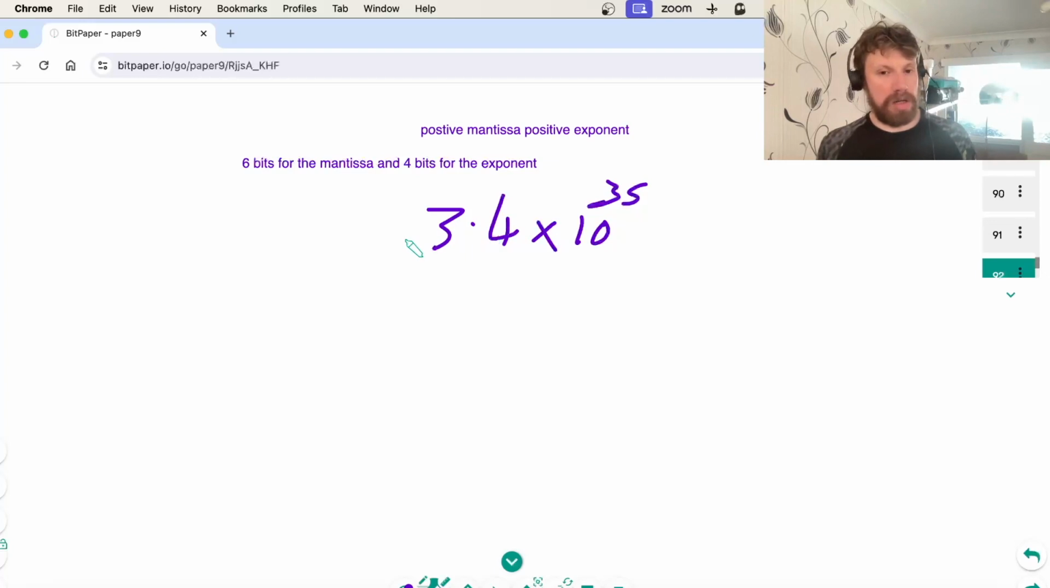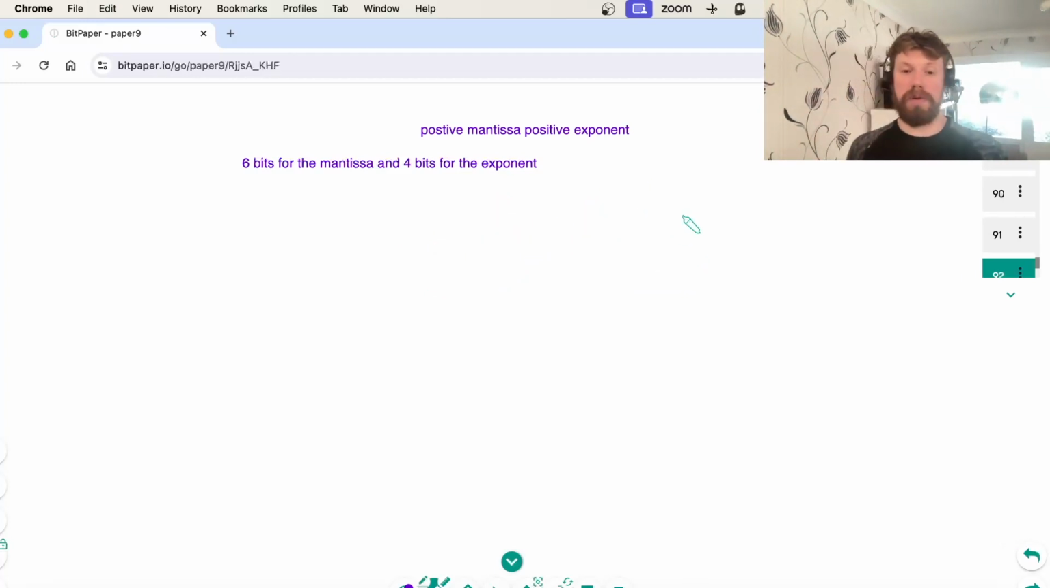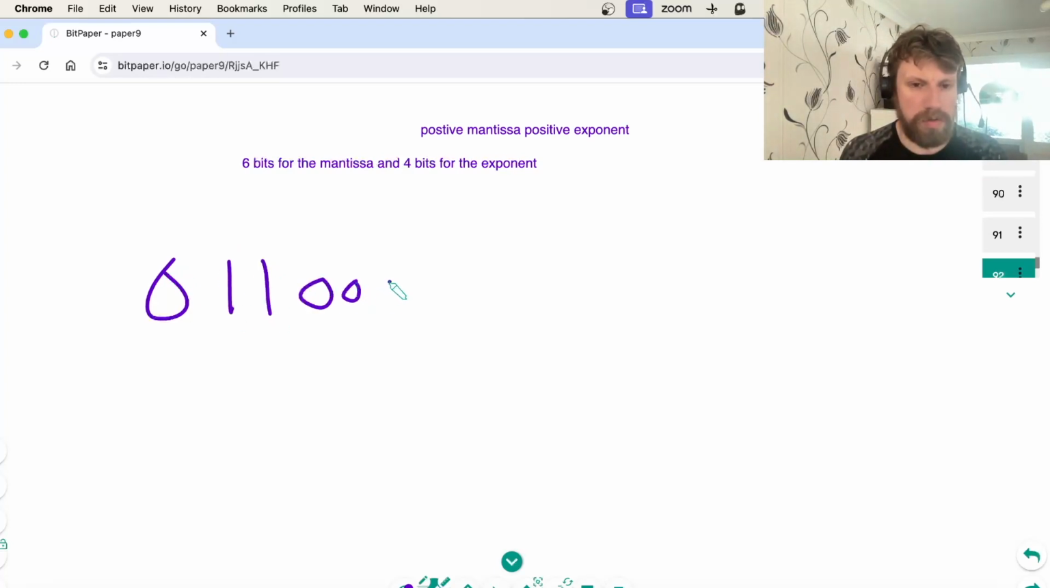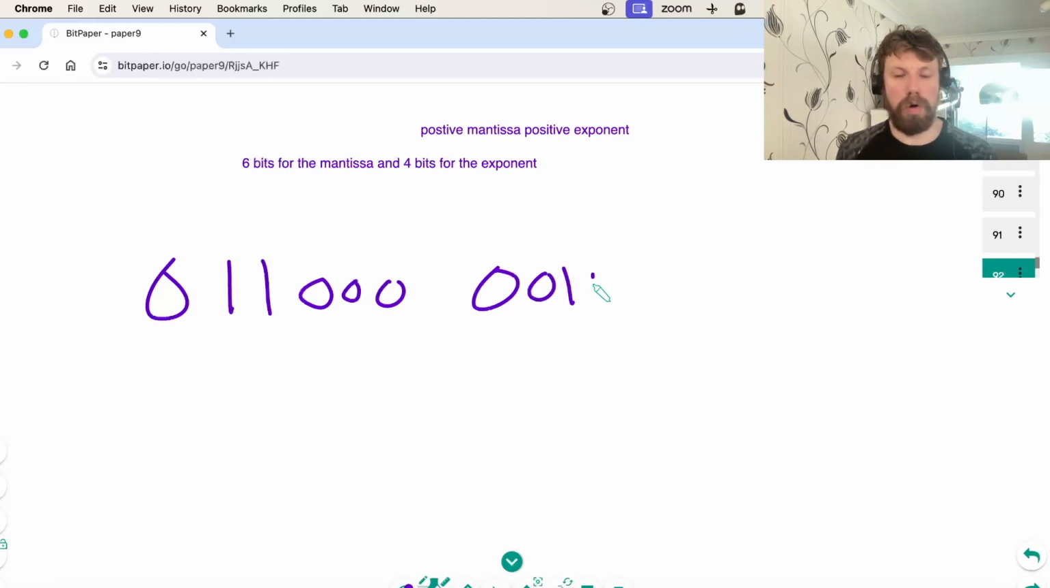Now, a couple of keywords. This part is the mantissa, and this is the exponent. So we just need to show what an example of this is going to be in binary. If I make up a number, 0, 1, 1, 0, 0, 0, so we've got 6 bits for the mantissa, and then 4 bits for the exponent. So let's just go 0, 0, 1, 1.